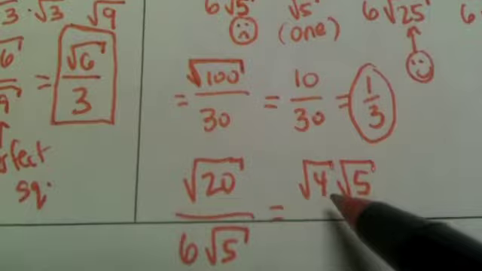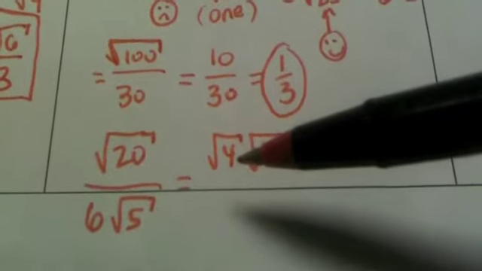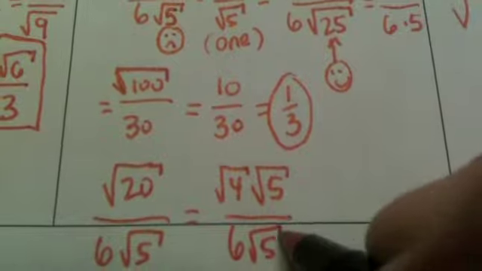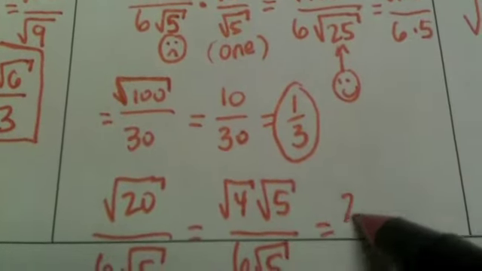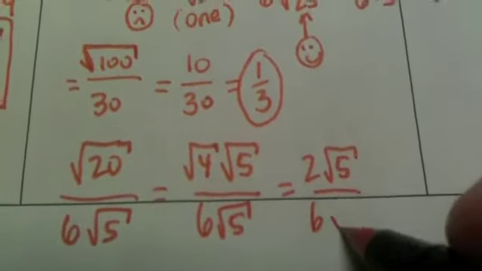Now why did I choose the 4? Remember the method up here that said, hey, pick perfect squares out? That's the method I chose. I picked the perfect square of 4. Okay, I'm going to rewrite the bottom here. Square root of 4 gives me 2 times the square root of 5 over 6 times the square root of 5.